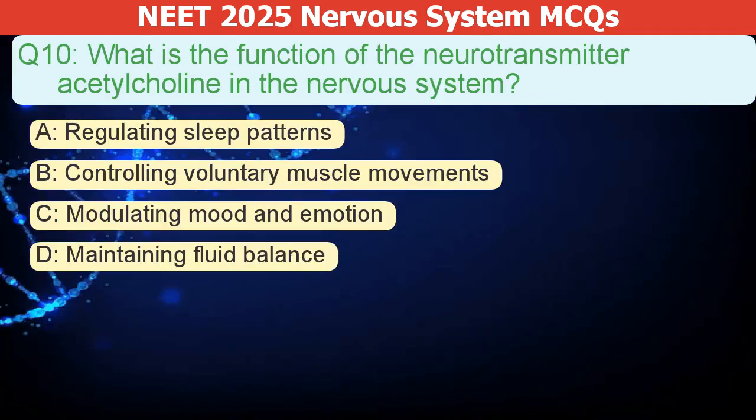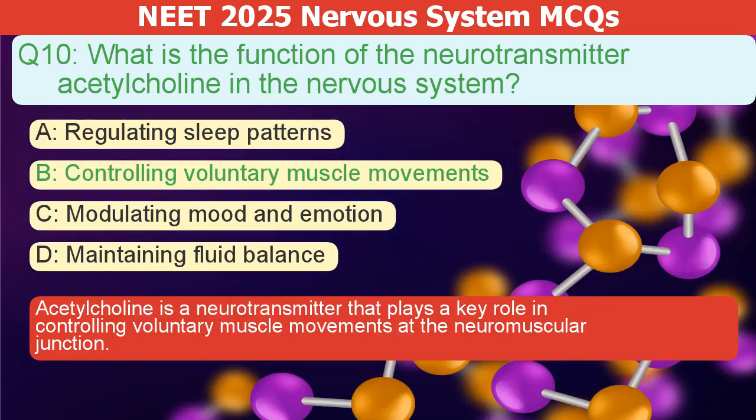What is the function of the neurotransmitter acetylcholine in the nervous system? A. Regulating sleep patterns. B. Controlling voluntary muscle movements. C. Modulating mood and emotion. D. Maintaining fluid balance. The correct answer is B. Acetylcholine is a neurotransmitter that plays a key role in controlling voluntary muscle movements at the neuromuscular junction.